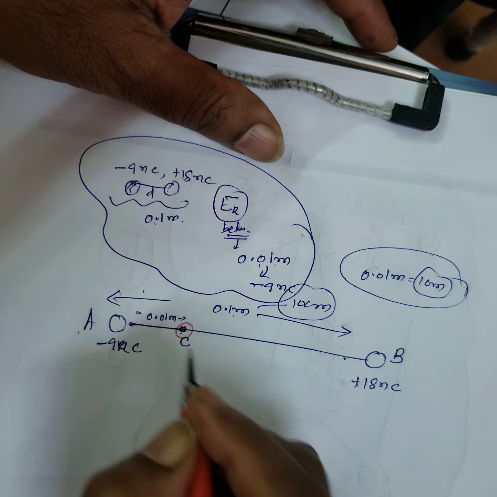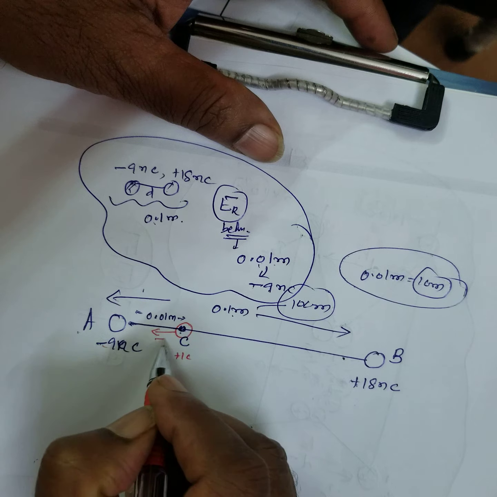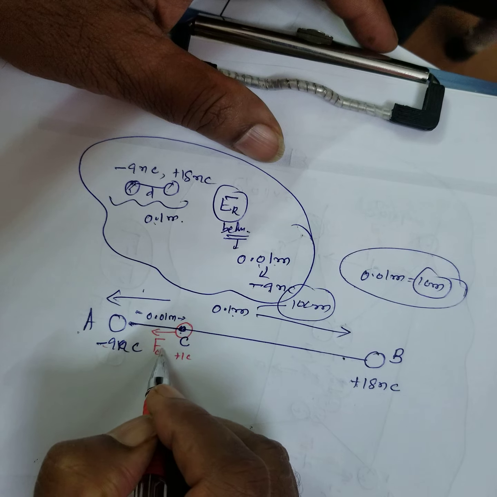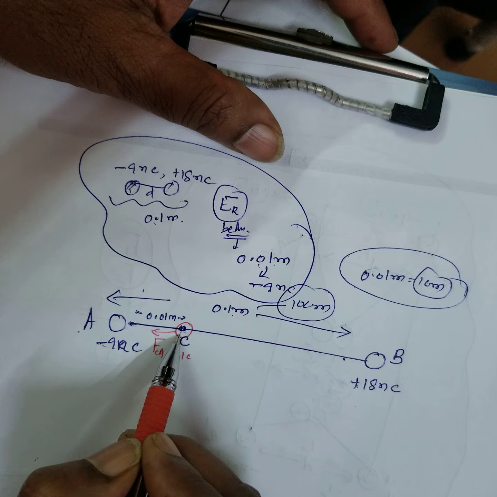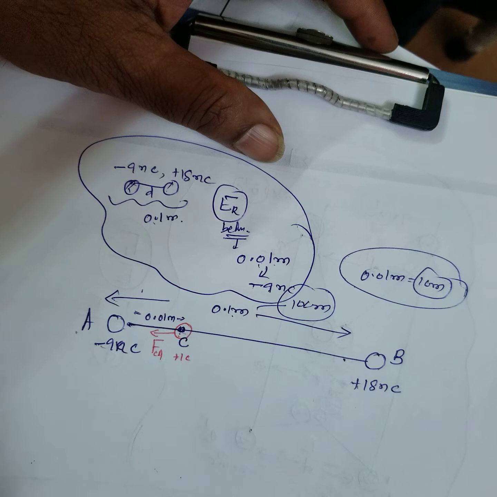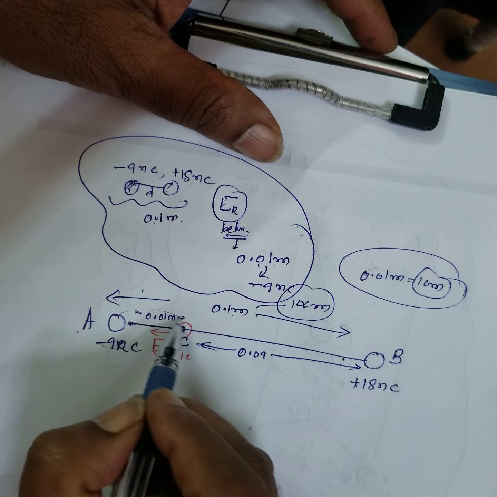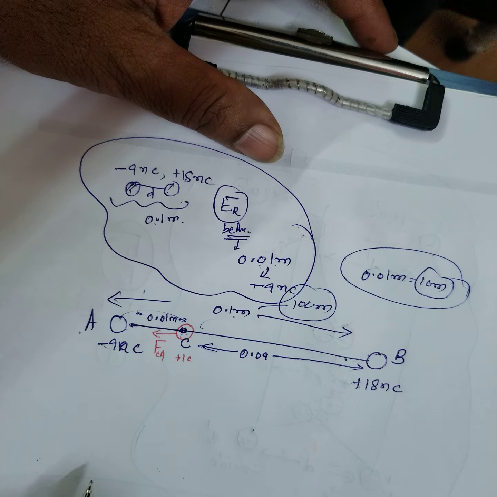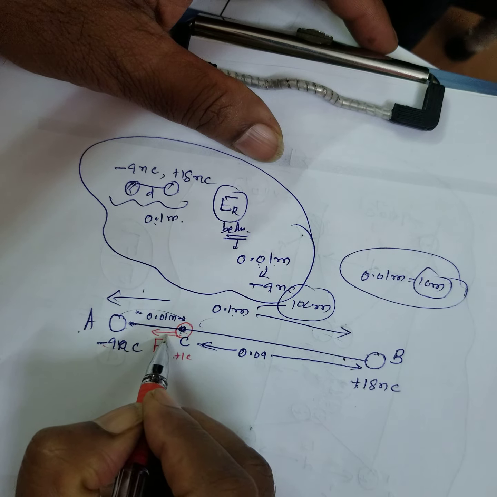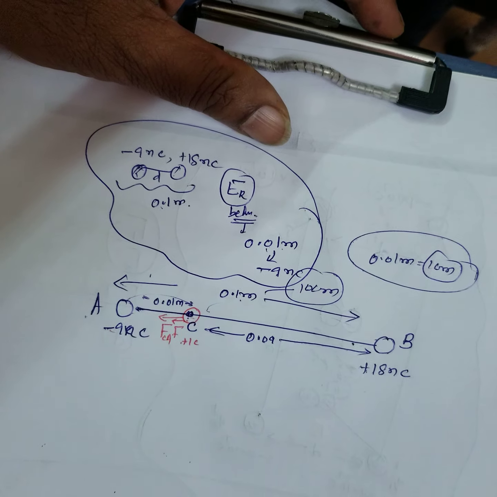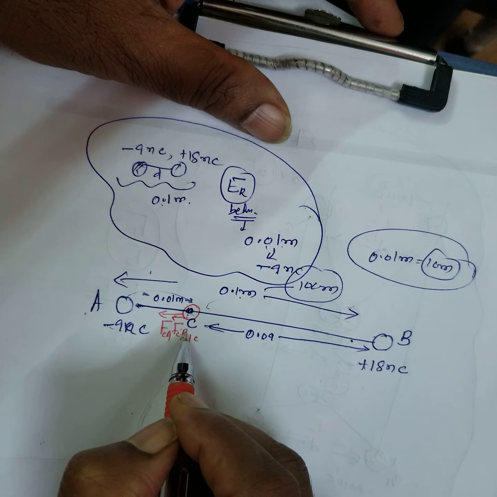Now what I do is keep a unit positive charge here. This is negative, this is positive, so there is attraction: force at C due to A. Now this other charge is positive, at a farther distance of 0.09, that is 1 centimeter here and 9 centimeter there. Positive and positive repel: this is force at C due to B.